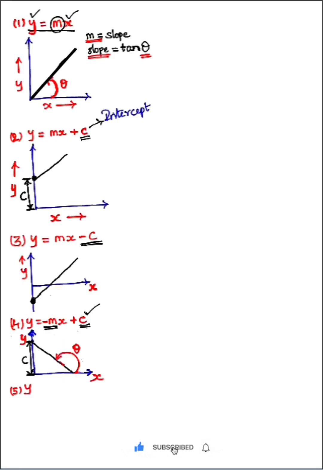Now let us see the fifth equation, that is y equals k divided by x, where k is the constant.